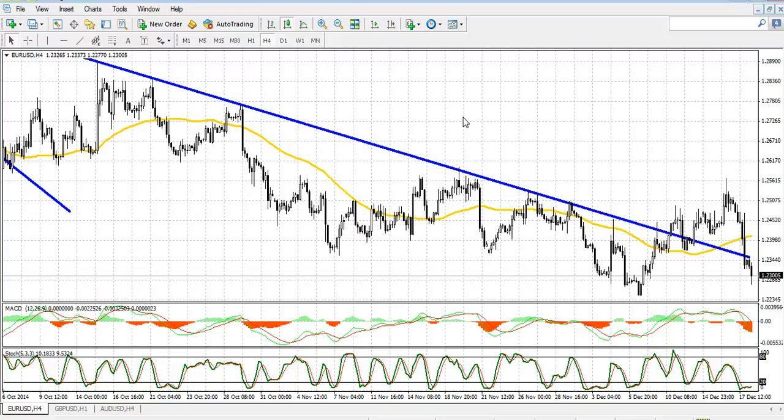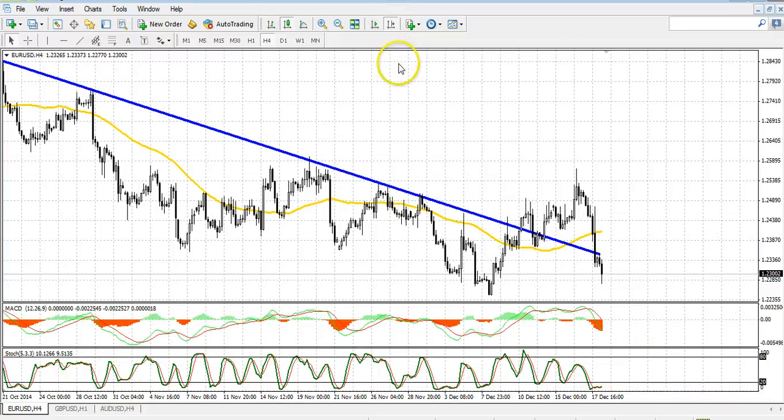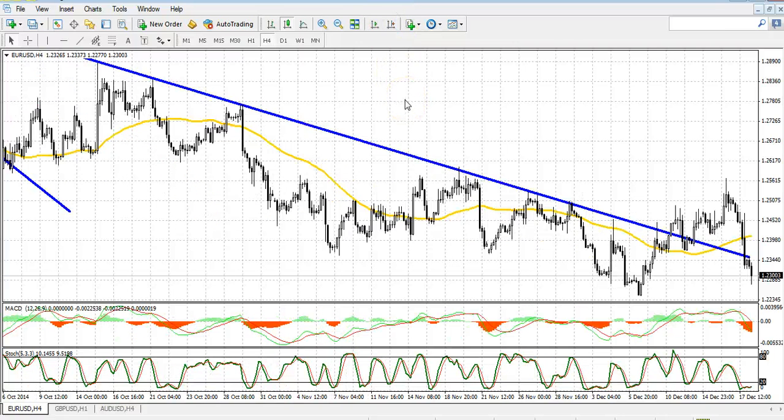So where you would look for break of trend lines and the market making highs and lows on the other side of the trend line, we call that a crown. If the market has broken the trend line and now it's made higher highs and higher lows, or lower lows and lower highs on the other side of the trend line, that's an indication of a trend reversal. So we're seeing something similar here, something that could be happening here on the Euro USD 4-hour chart.